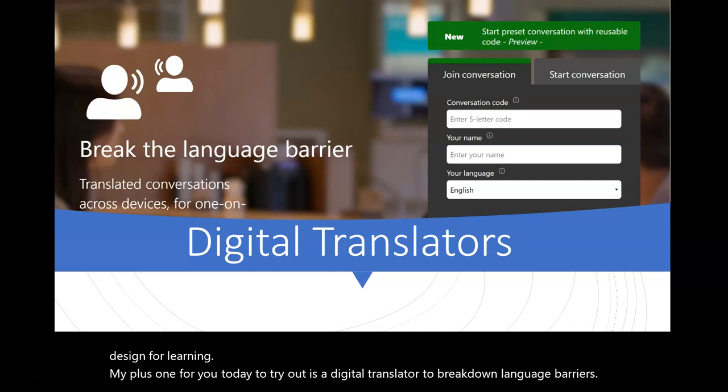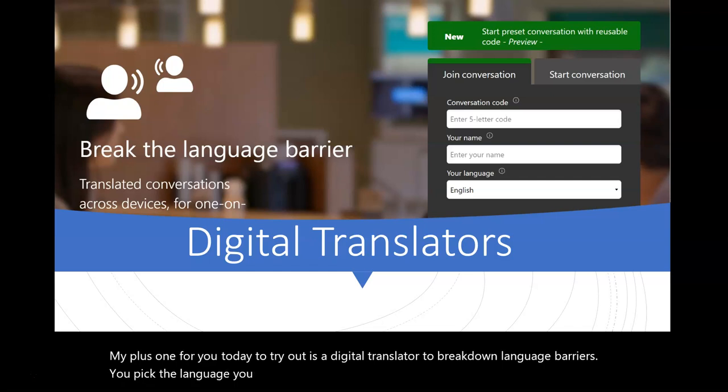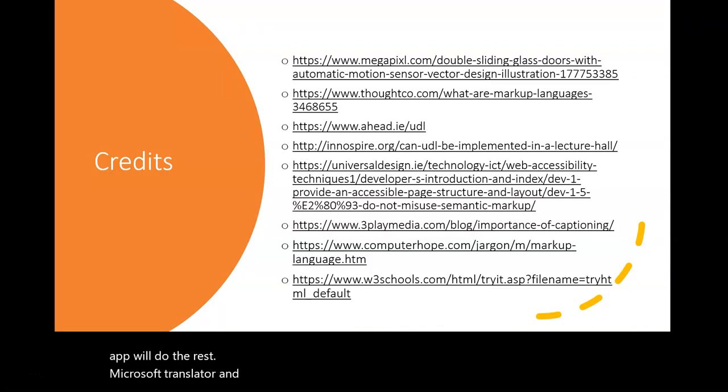You pick the language you speak, and the other person picks the language they speak, and the app will do the rest. Microsoft Translator and Google Translator are among the best.